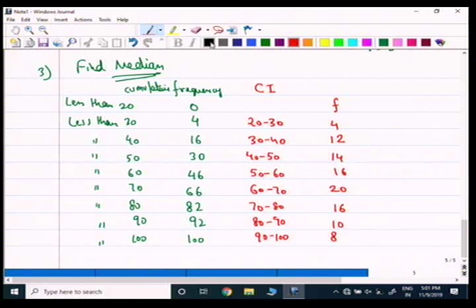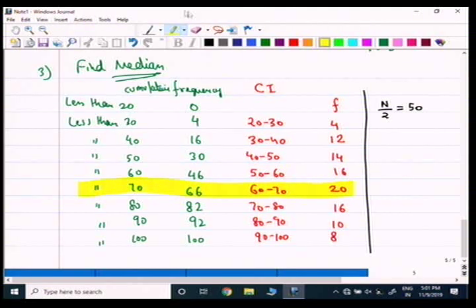So doing the calculations, total frequency is 100. So n by 2 is 50. Now the cumulative frequency just greater than 50 is 66. So this is our median class.